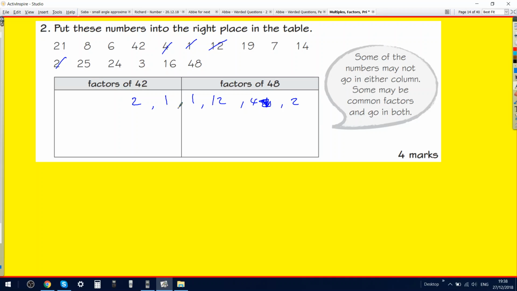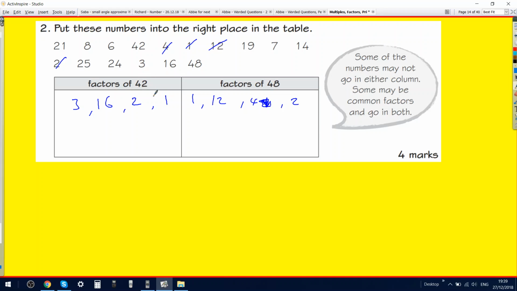48 divided by 3. I think it's 16. So 3 goes in 48. 16 does as well. That's 3 times 16 is 48. And I think 8 and 6 both go in 48 as well.